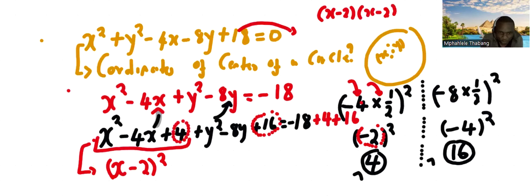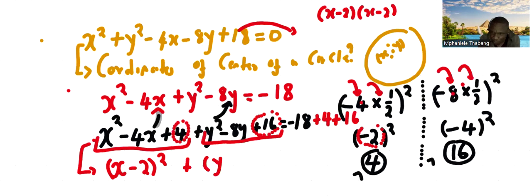So you do the same with y. You now factorize y squared minus 8y plus 16. You write y. Remember, the coefficient of y was negative 8. You multiply it by half. Negative 8 by half is negative 4. So now you say y minus 4, you square it. You say equals negative 18 plus 4 plus 16, which is 2. So you found the equation of a circle in a different form.